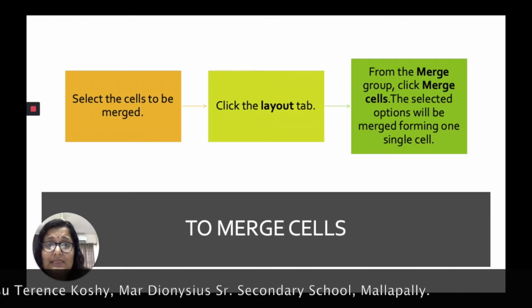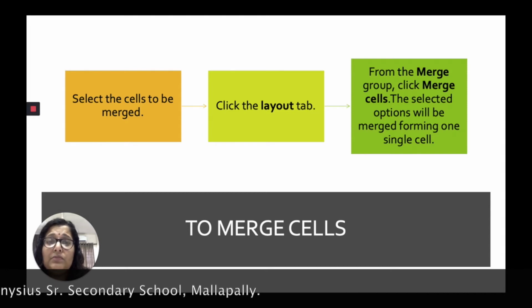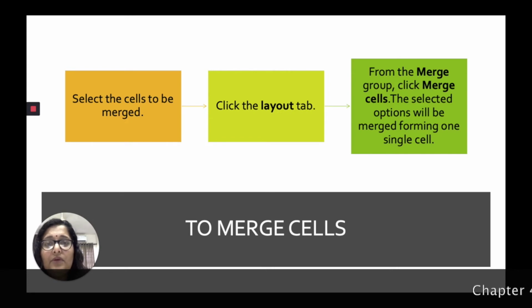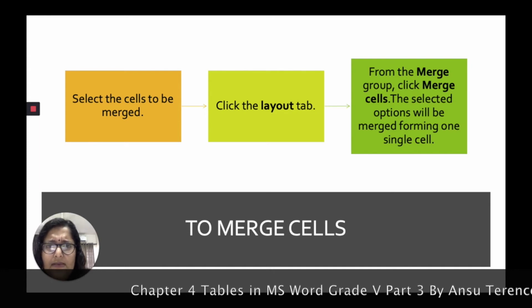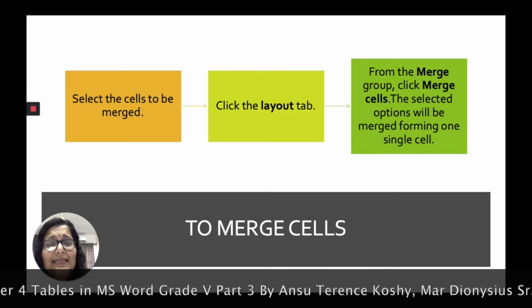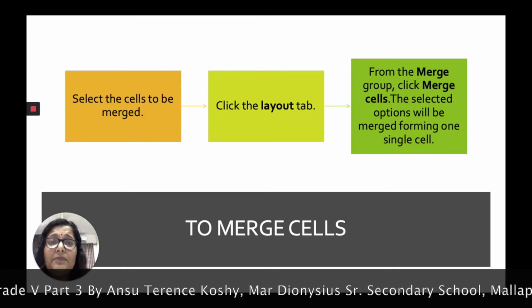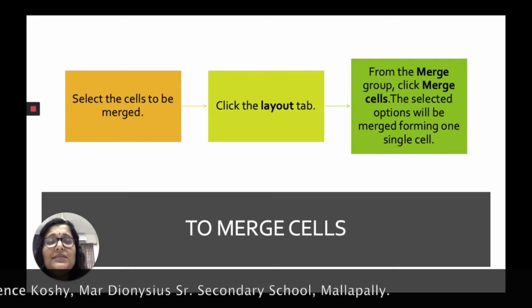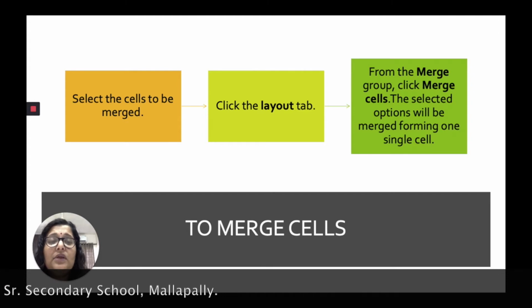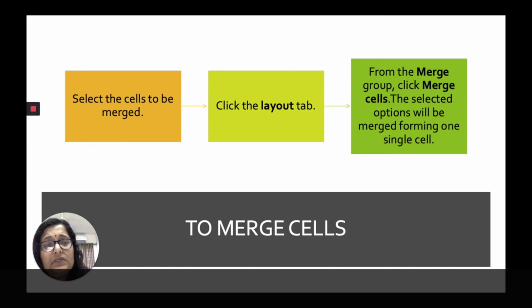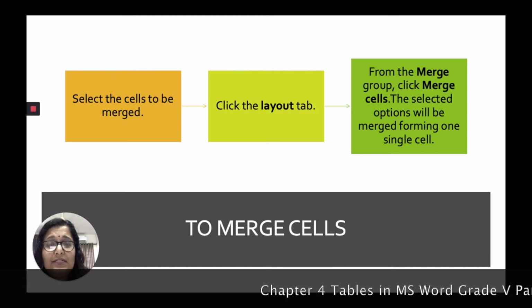To merge cells, what are the steps? Select the cells to be merged. Click the Layout tab. You have to select which cells you want to merge or join together, and then you have to click the Layout tab. From the Merge group, click Merge Cells. The selected cells will be merged, forming a single cell. When you click on the Merge Cells option in the Layout tab, you will be able to join these cells together.